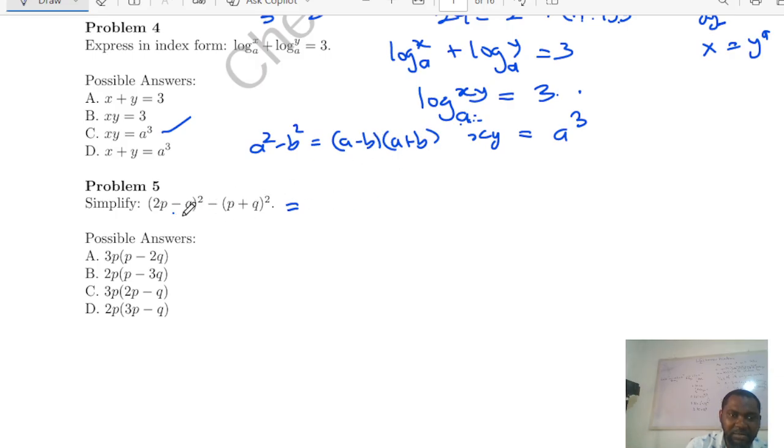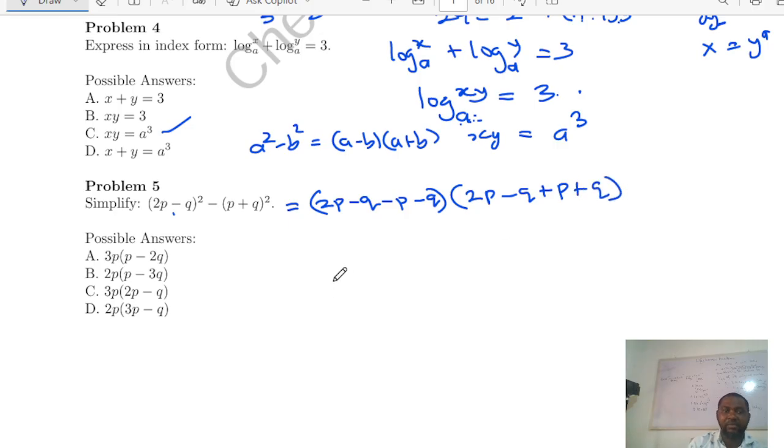So I should add and subtract. Let me start by subtracting. This minus this will give us 2p minus q. Because I'm subtracting everything here, it's going to be minus p minus q. The negative sign will affect everything here. Always note, whenever you have a negative sign, it tends to affect all. So I put this in a bracket, then the same thing I add, that's going to be 2p minus q, this time around plus p plus q. You see, quite easy.